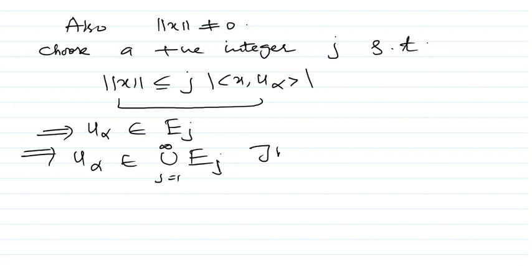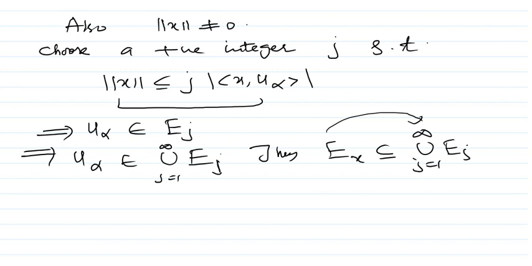So thus this E_x is a subset of the union of E_j, j runs from 1 to infinity. Actually it is precisely equal to this, but we need only one side inclusion because we want to prove that E_x is countable. Now this set is countable, because each E_j is a finite set containing at most j squared elements. So each E_j is countable, and this is a countable union of countable sets, which means that E_x is countable.